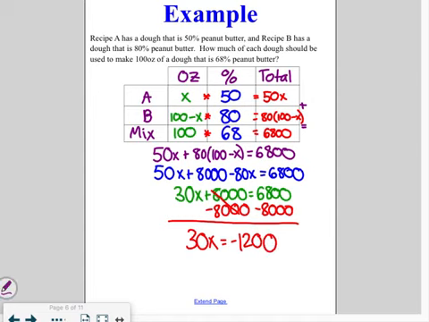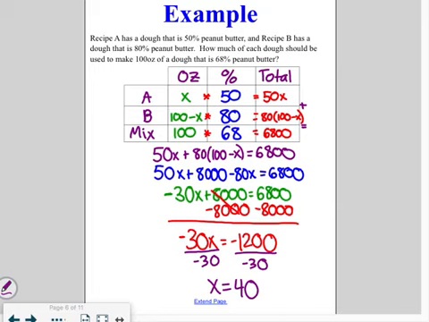Finishing this out, that should be a negative 30x. We're doing 50 minus 80, which gives us a negative 30x. So this should be a negative 30x. And we are dividing both sides by negative 30. And I end up with an answer of x is equal to 40.